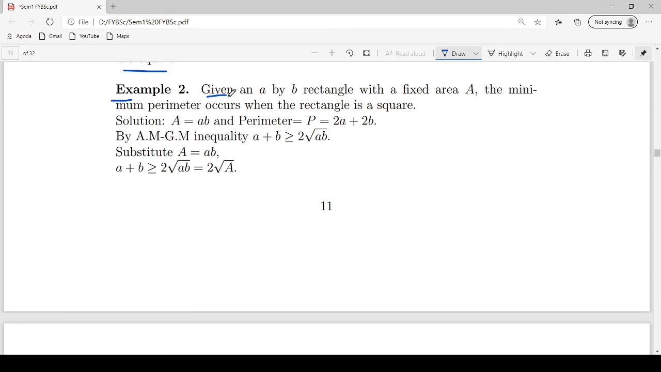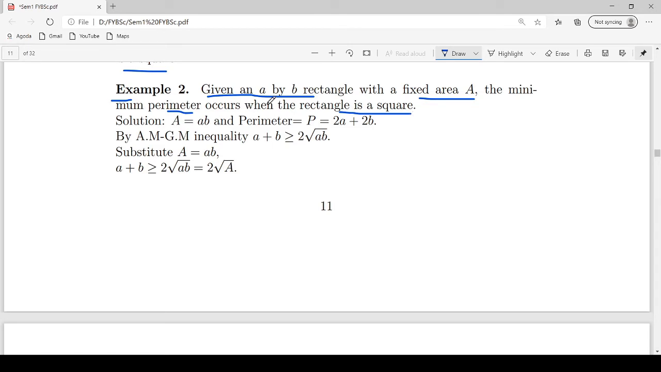It says, given an A by B rectangle with a fixed area capital A, the minimum perimeter occurs when the rectangle is a square. Now here your area is a fixed quantity, and you have to collect all those rectangles whose area is equal to A, a fixed number, and among all those rectangles, the rectangle which will have minimum perimeter is actually a square. That is what you have to prove.